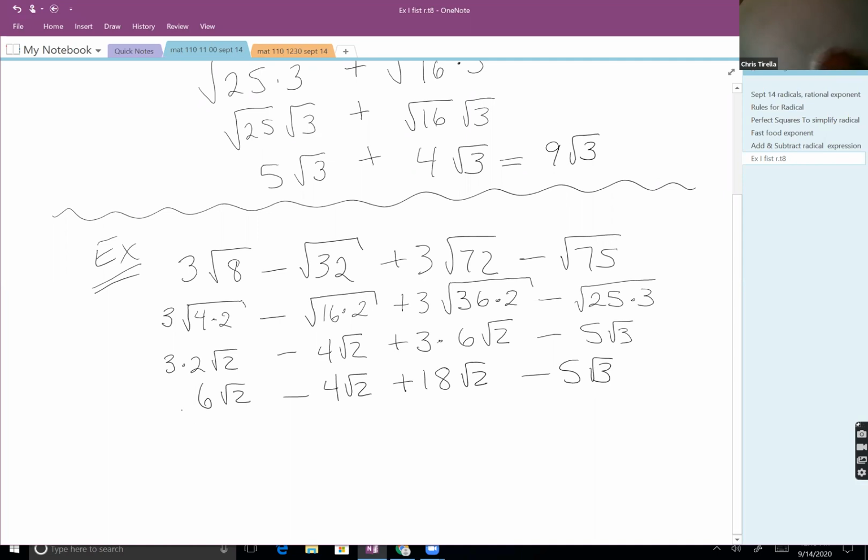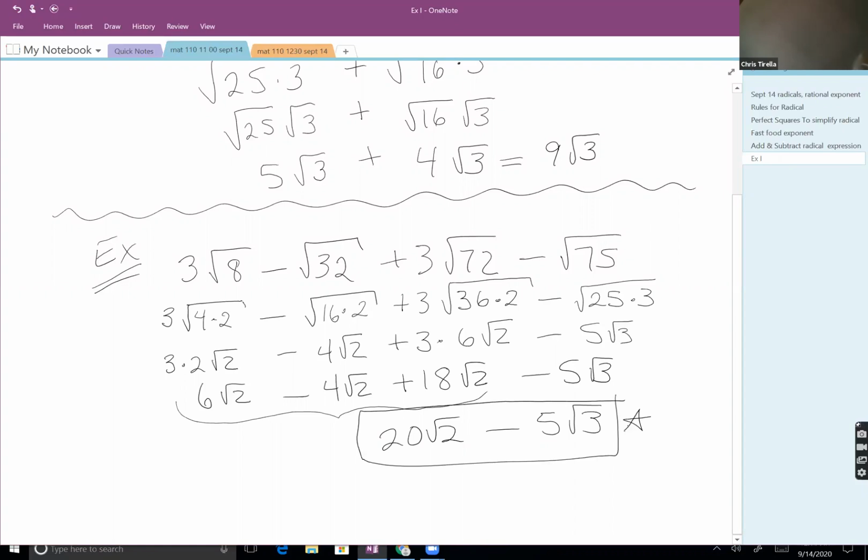Now, is everybody all right? These ones are like. So 6 minus 4 is 2 plus 18 is 20 radical 2. And then that last one is not like, so we can't combine them. And so this would be my final answer simplified.